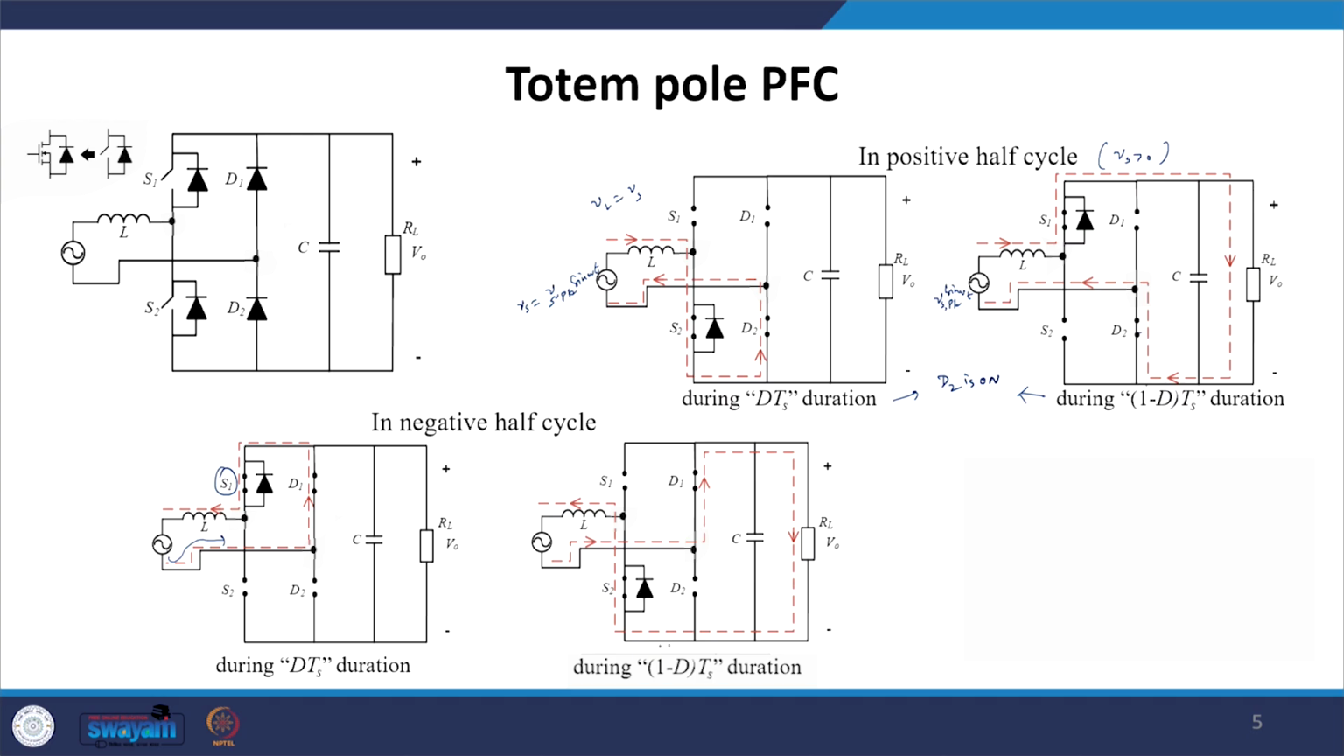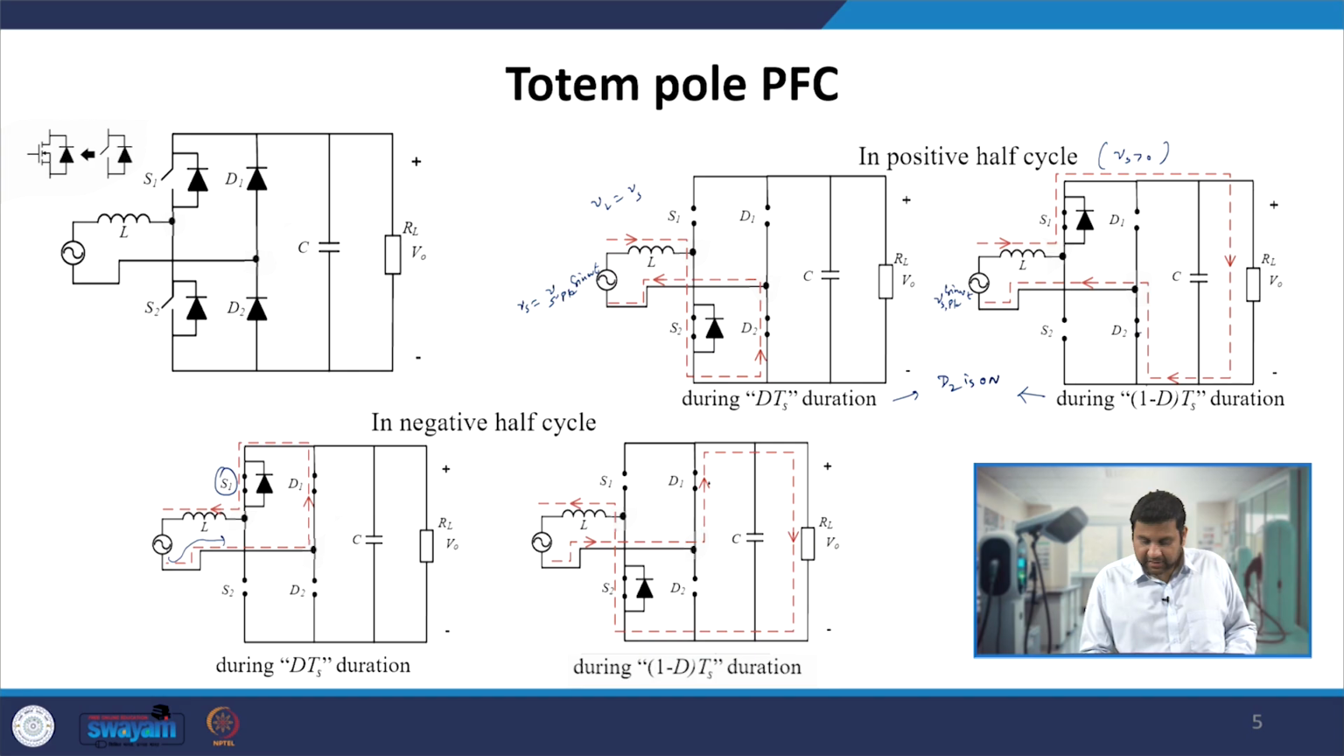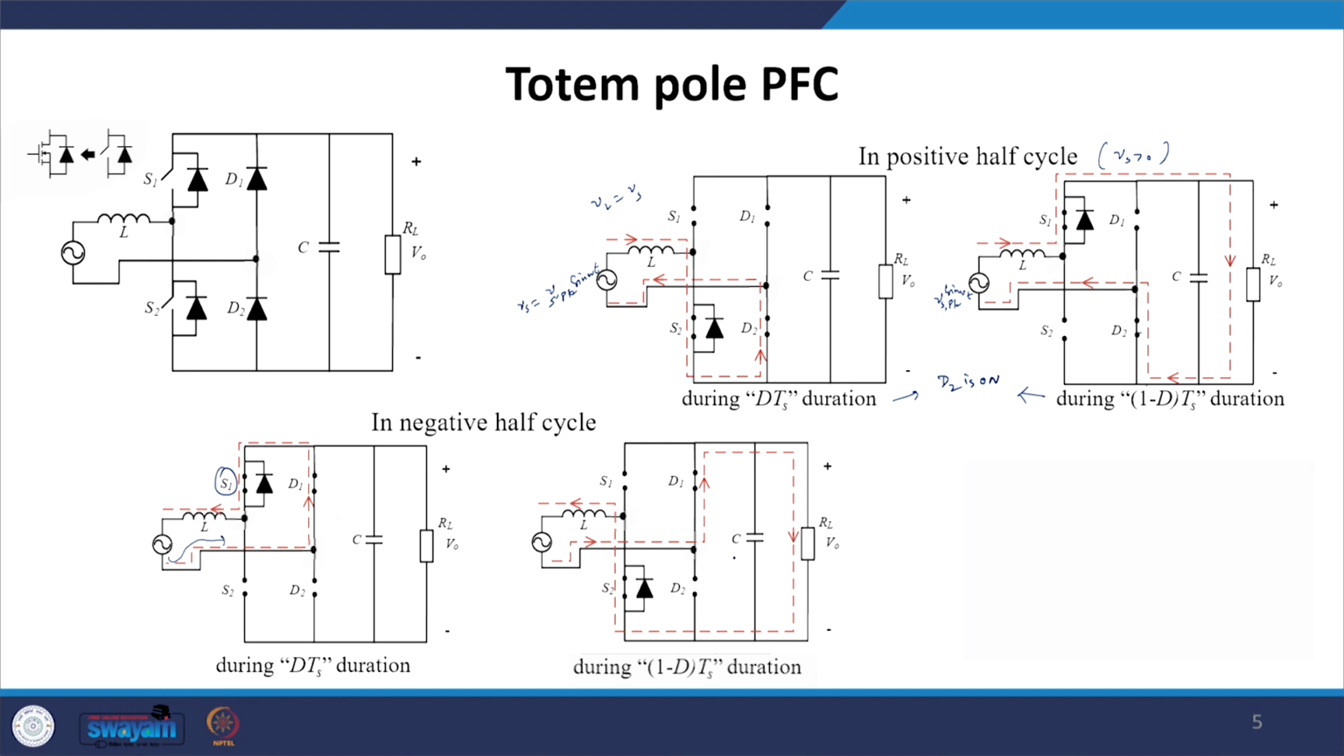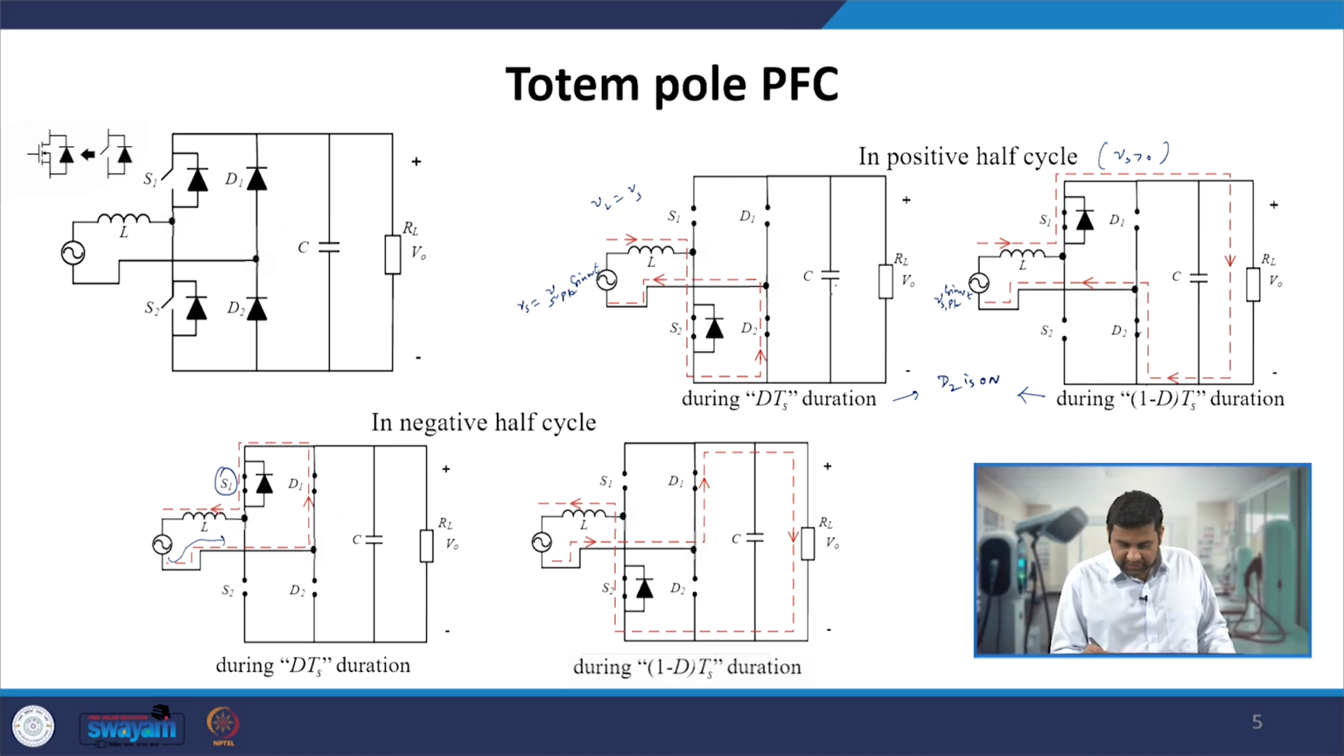That means the S2 switch turns on during the 1 minus d Ts period in the negative half cycle, and as a result you will see that D1, because of the current direction, is forward biased, and thus the current goes through the V0 voltage and comes back to L. Here also the voltage across the inductor is Vs minus V0. So what we see is that in the d Ts period, the voltage across the inductor, VL, is nothing but Vs. In the 1 minus d Ts period, let us say in the positive half cycle, my VL is nothing but Vs minus V0, and we do the same thing.